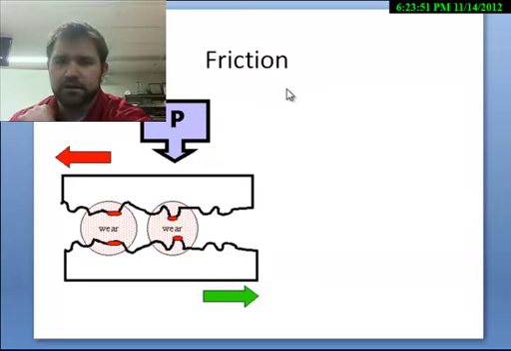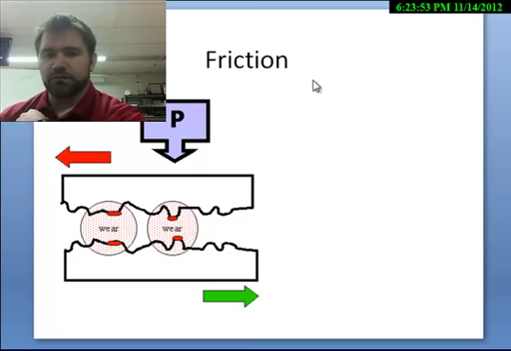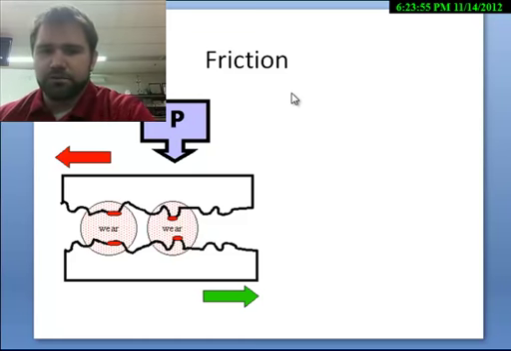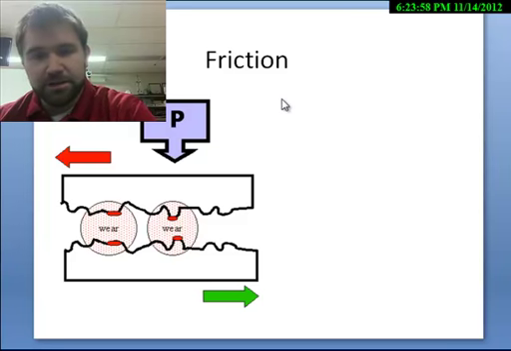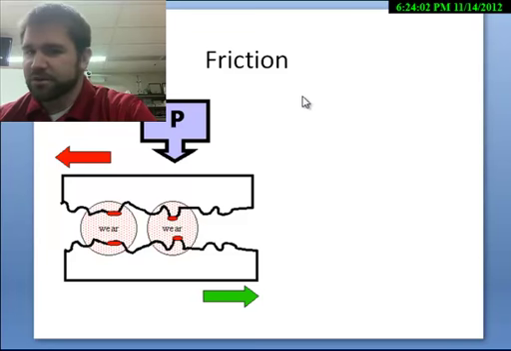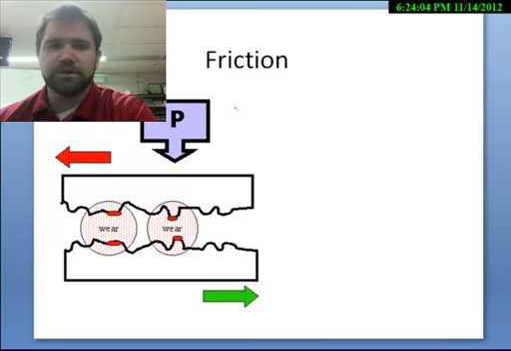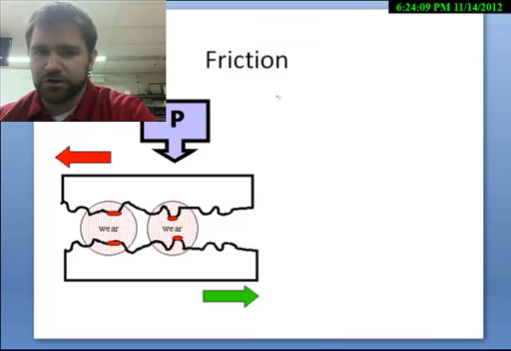Hello physics students, and welcome to a short lecture on friction. In this lecture we're going to talk about what friction is, different types of friction, what affects the amount of friction between two surfaces, and finally we'll talk about calculations involving our friction equation.